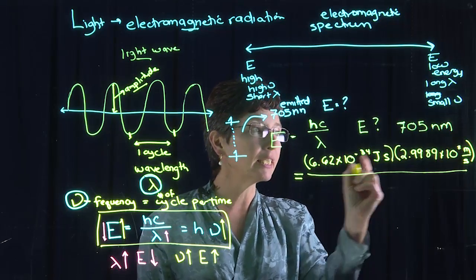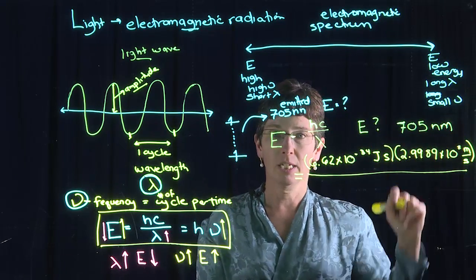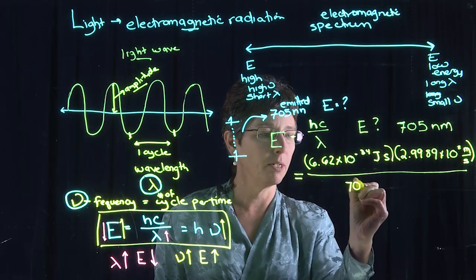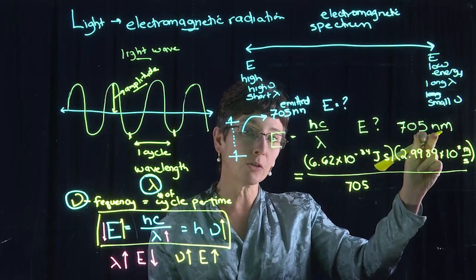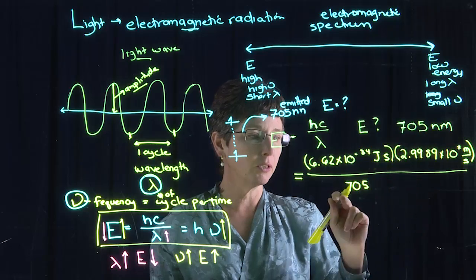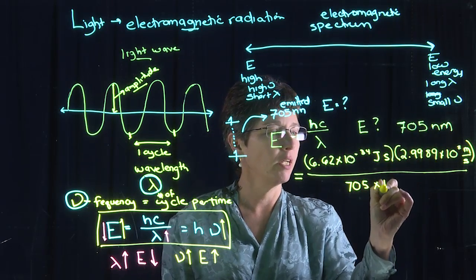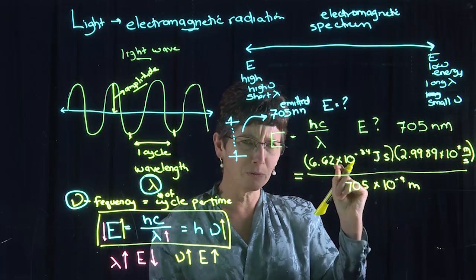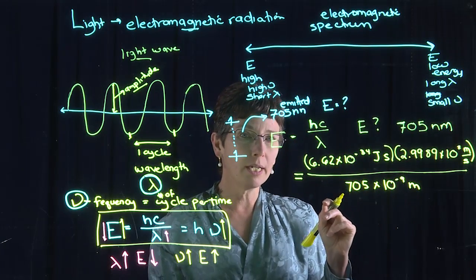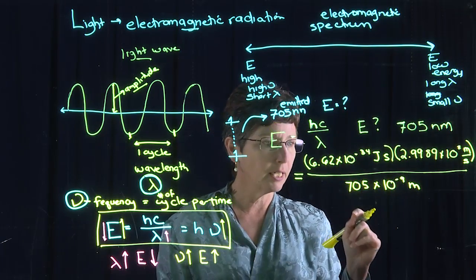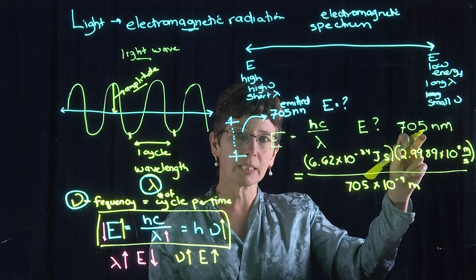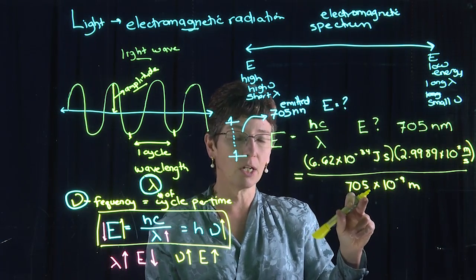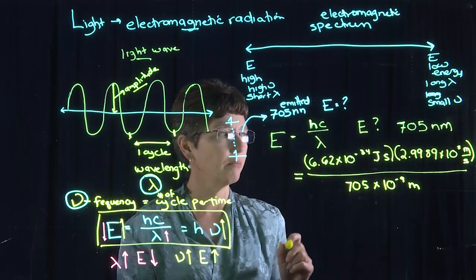And the wavelength is 705 nanometers. And remember, you need to be able to convert that to meters. So a nanometer is 1 times 10 to the minus 9 meters. So this is 705 times 10 to the minus 9 meters. I want to restate that in case I misspoke. 1 nanometer is 1 times 10 to the minus 9 meters. So something that emits light at 705 nanometers is emitting light at 705 times 10 to the minus 9 meters.